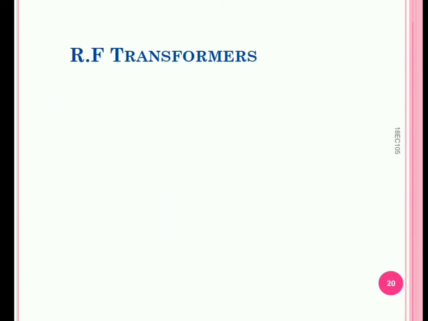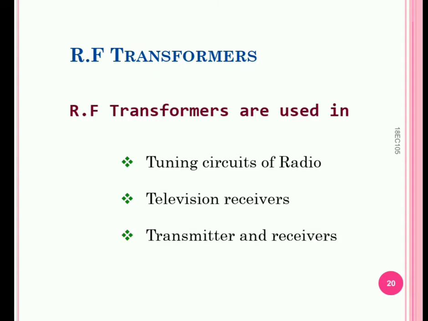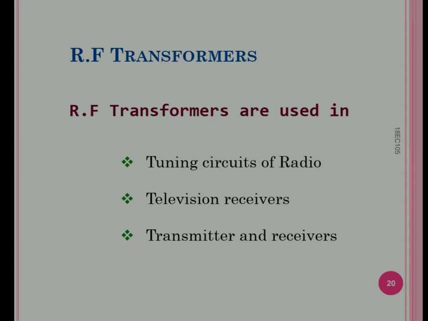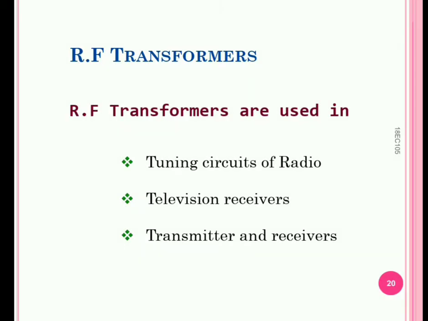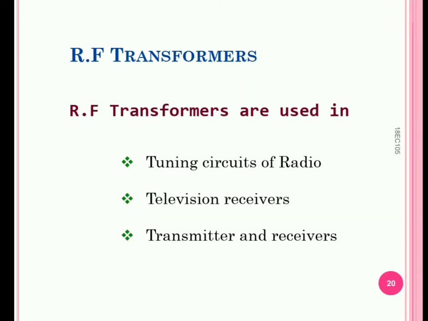Well, nice. So next comes the RF transformers. RF transformers are used in tuning circuits of radio receivers, then in TV receivers. They are meant basically for tuning circuits. So tuning circuits are required in radio receivers and also televisions, and also in transmitters and receivers. So this is what the applications of the coils are. In all the applications where the RF transformers are required, it is mainly for frequency selection and tuning.